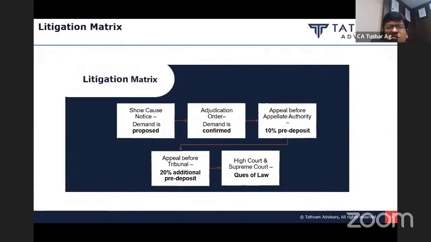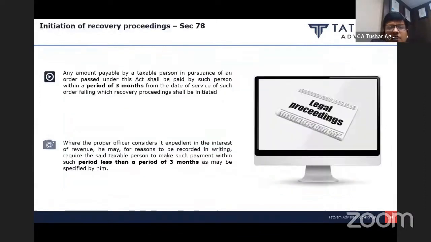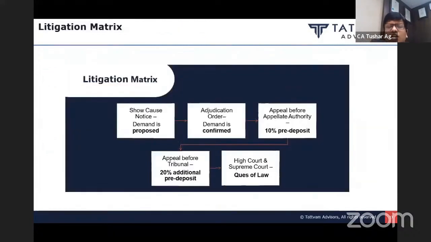Once he confirms the demand, the tax is payable within 3 months under section 78. Whenever an adjudication authority confirms the demand pursuant to a show cause notice, it stands payable to the government within 3 months from the date of service of such confirmed order. However, there is an exception. The exception is that you file an appeal against that particular demand order.